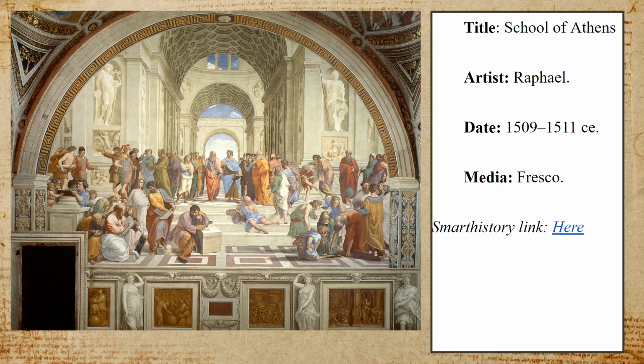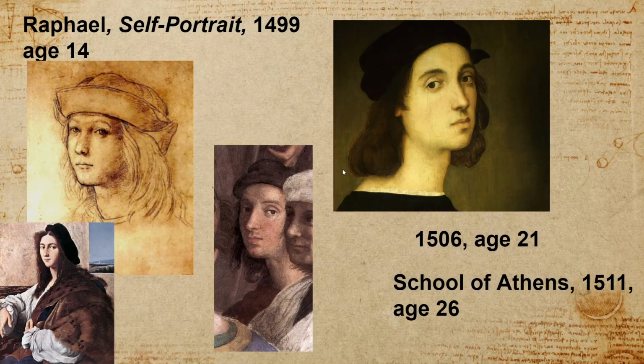It is outstanding in the perspective. We have that trompe l'oeil again, and this is known as School of Athens. So School of Athens, Raphael, 1509 to 1511, so it took him 3 years to paint, and it is that fresco. So a little bit about Raphael, just getting into it.